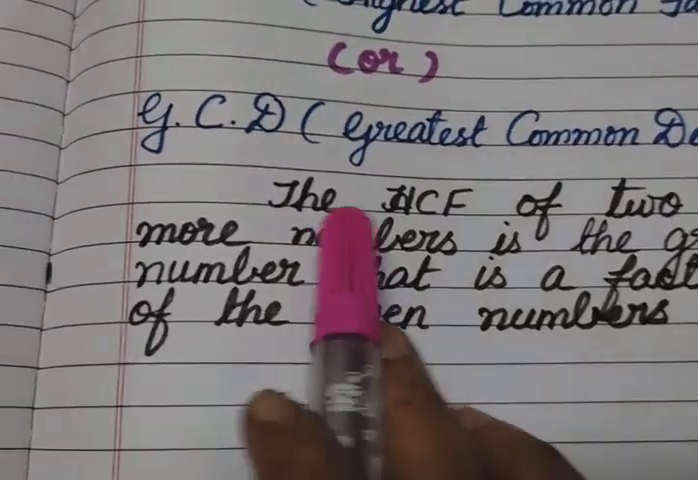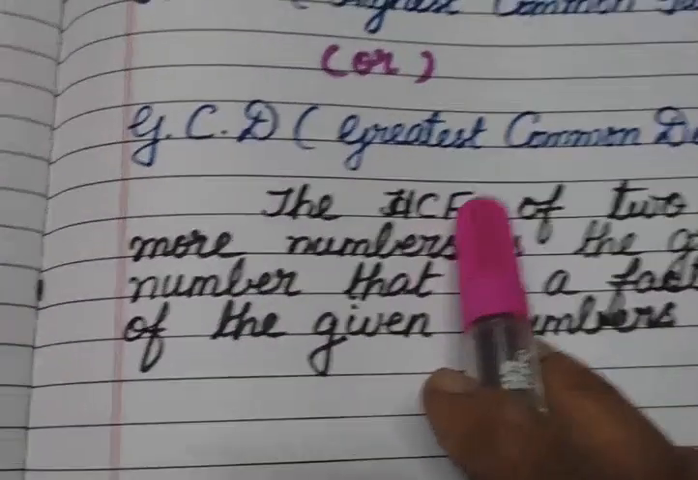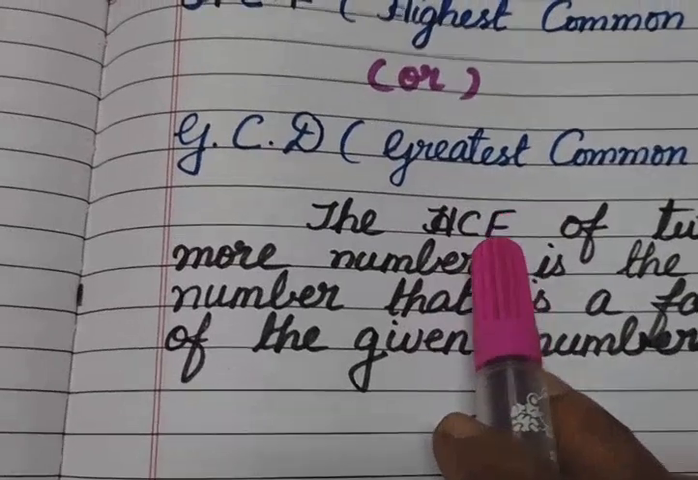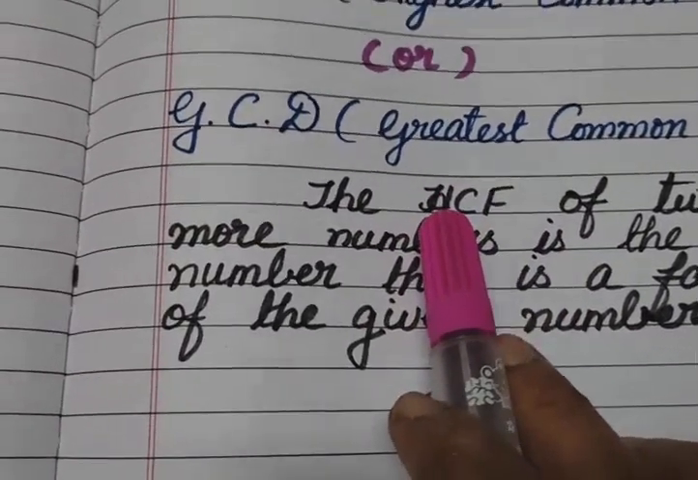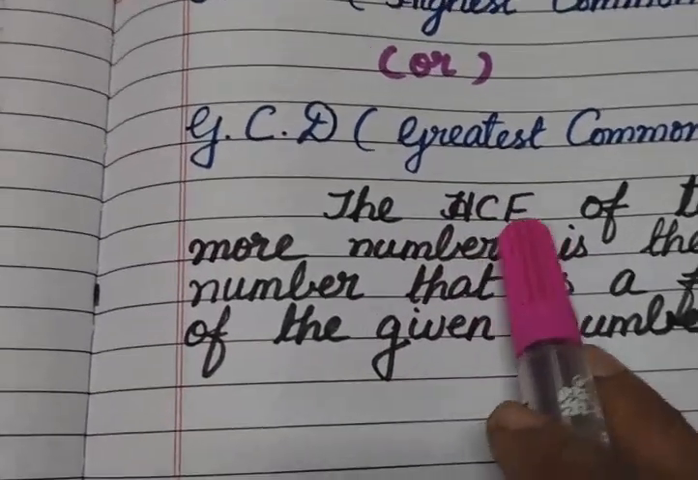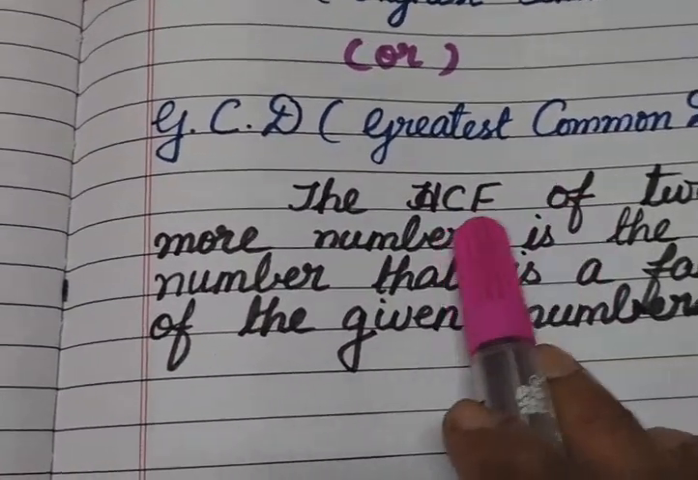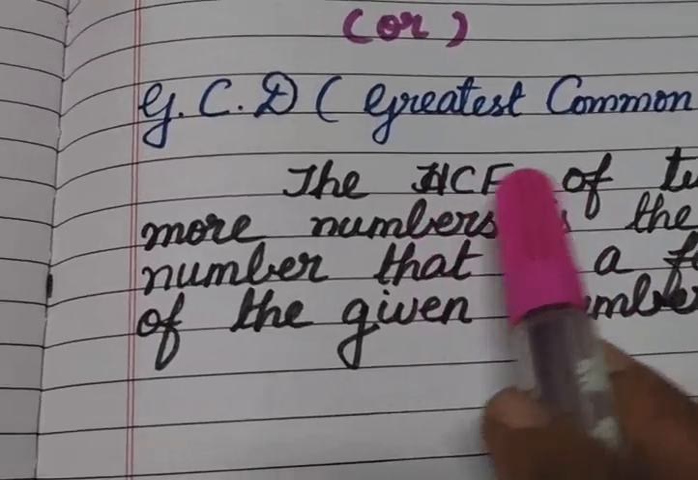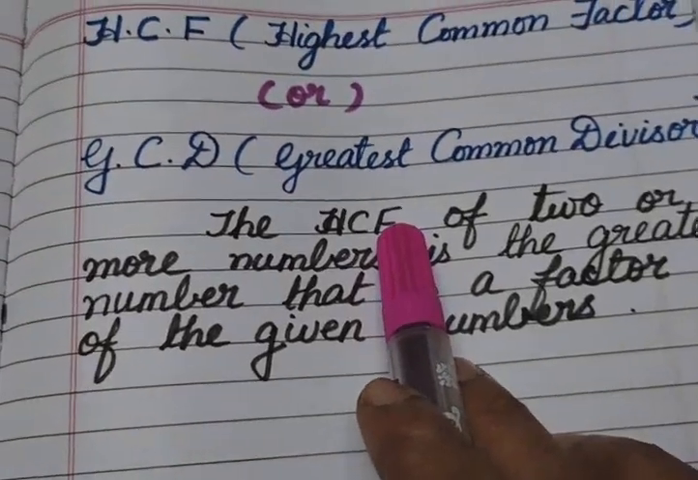Children, HCF means first of all you have to find the factors, then find the common factors. From those, the highest one is the HCF. First find the factors, then find the common factors. After that, from the common factors, the highest one is called the highest common factor or HCF.